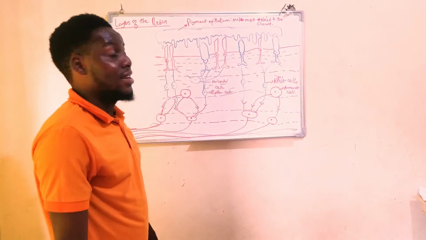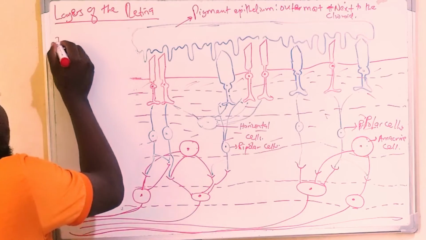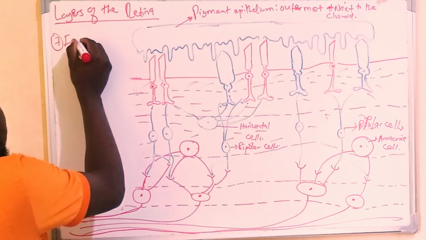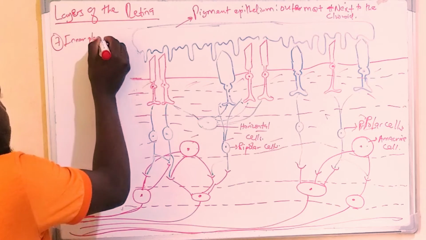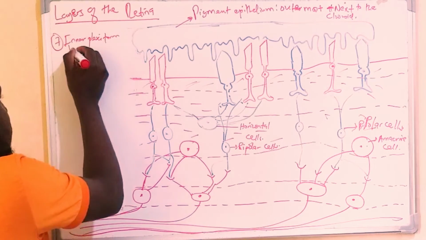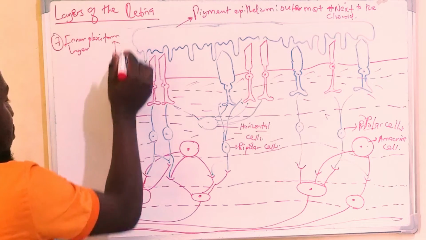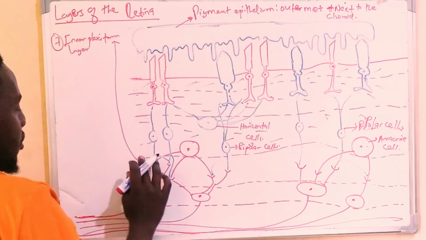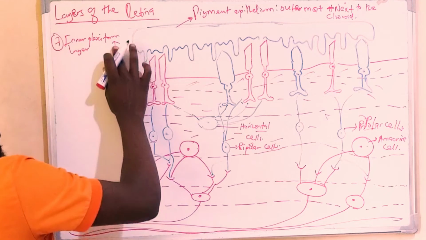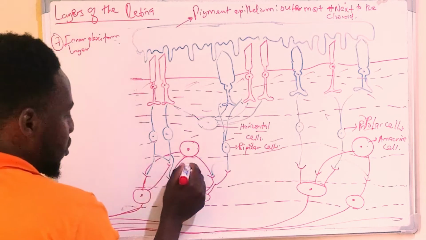Then our seventh layer is the inner plexiform layer, which is here. This is our inner plexiform layer. So to create space, I'll remove that. But that's not what we're talking about.